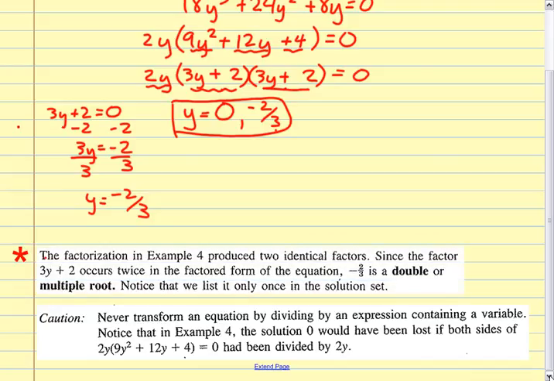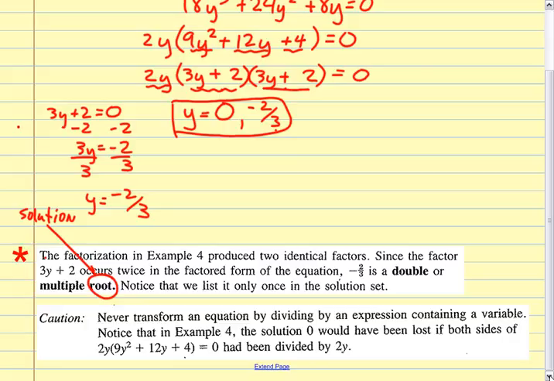The factorization in example 4, this stuff up here, produced 2 identical factors. Since the factor 3y plus 2 occurs twice in the factored form of the equation, negative 2/3 is a double or multiple root. Another word for root, guys, just so if you see that, this just means solution. Root is the same thing as a solution. Okay? Notice that we list it only once in the solution set.